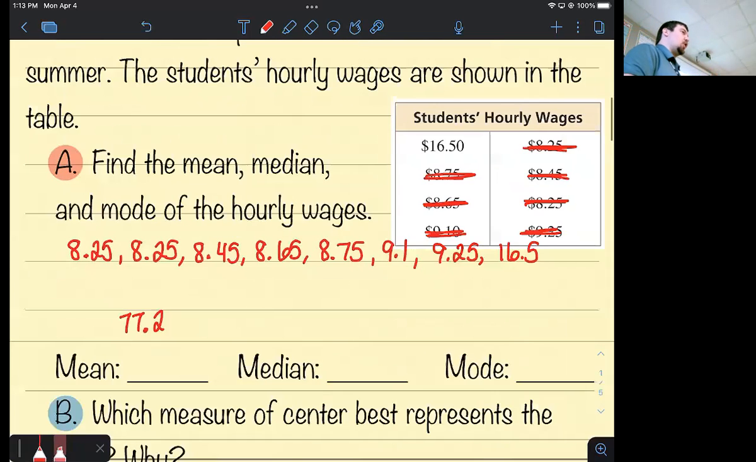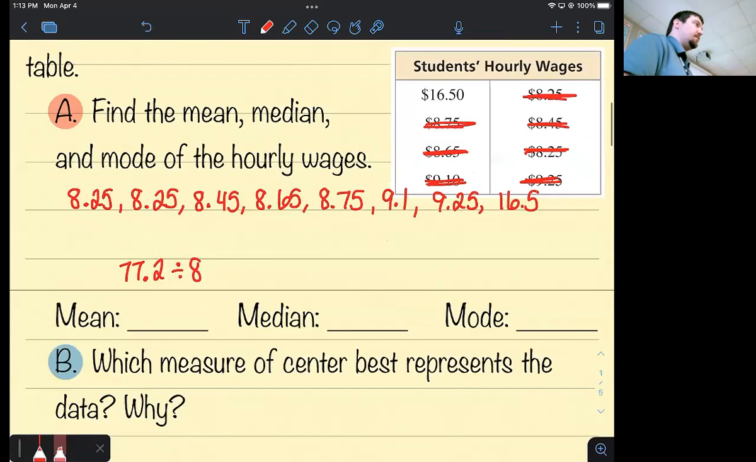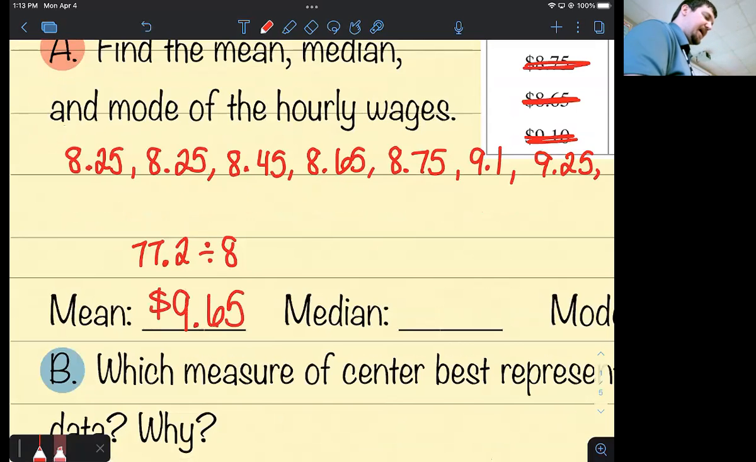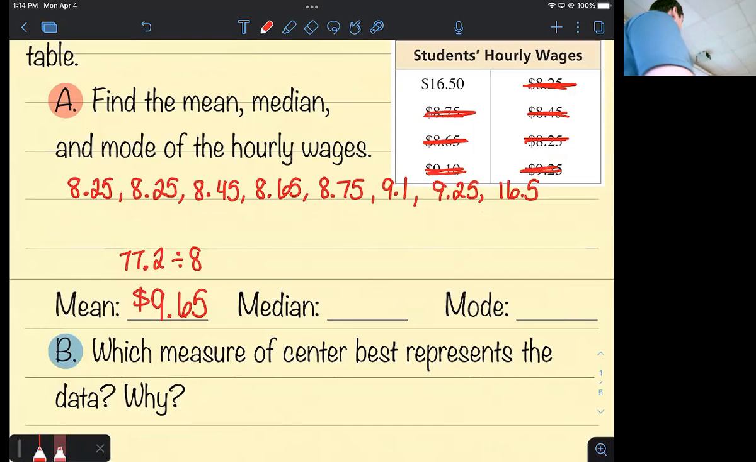How many numbers are there, Sky? There are 8. Ooh, okay, 8's even. Keep that in mind as we're finding the median next. So we divide that by 8. And Sky, what does that make the mean? All right, so I'll just go ahead and label $9.65 is the average wage or the mean wage of those 8 employees.